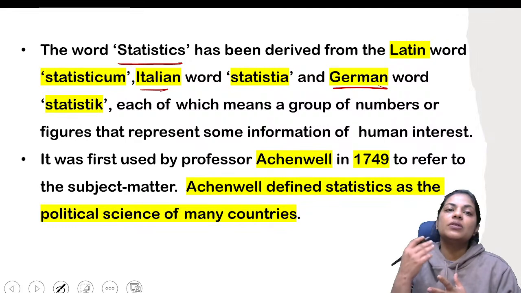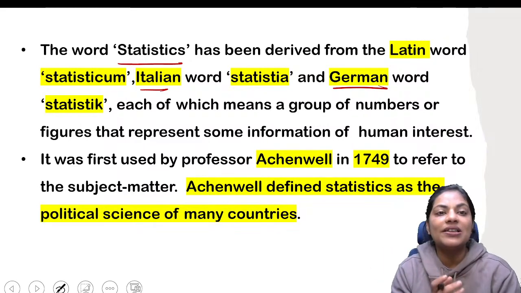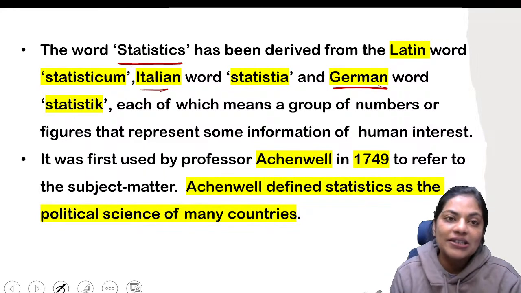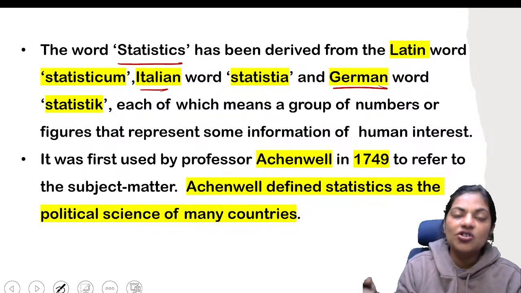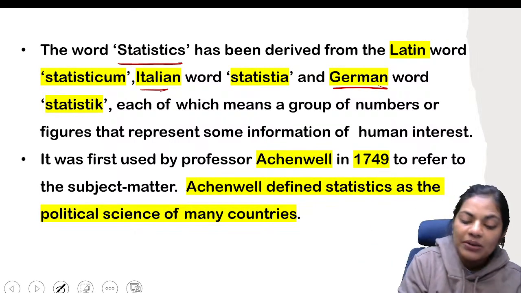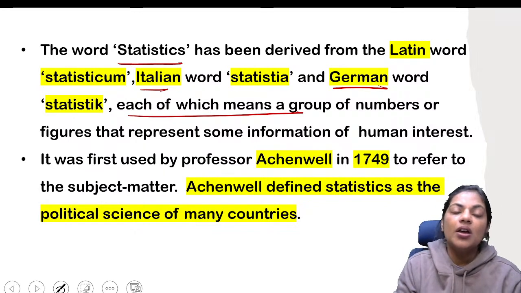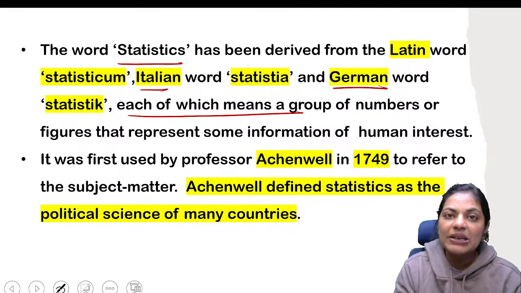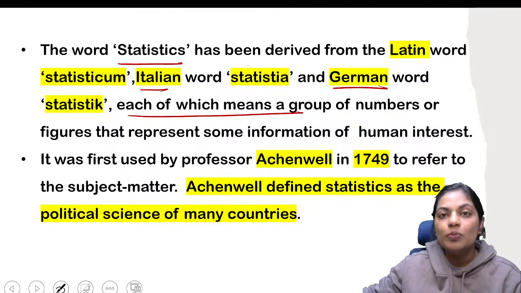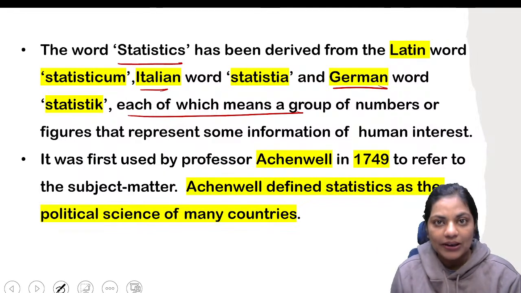Again, understand it. Whether you talk about the word statistics, it is defined in multiple languages. In Latin, we call it statisticum. In Italian, we call it statista. In German, we call it statistik. Though they are called different things in different languages, each of these words means a group of numbers or figures that represents certain information which is relevant for the purpose of human interest. That means for us, it is relevant for the purpose of decision making.